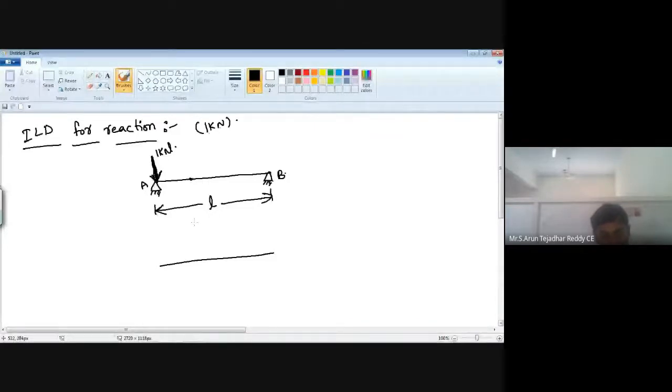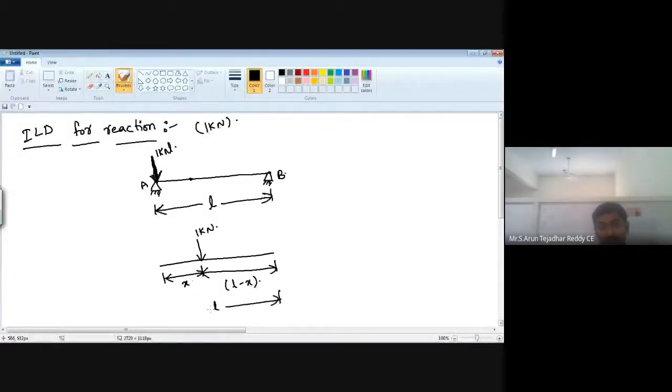So here I will be applying a 1 kilonewton load. It means at a distance of x meter, I am placing the 1 kilonewton load here. Generally, the total span is L, but from A up to the load, it is x. So what about the remaining distance here? L minus x.